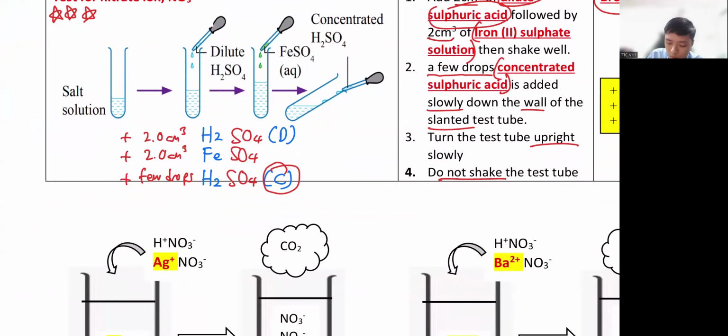Maybe you ask me why I purposely slanted my test tube. The reason is very simple. If you don't slant it, when you add concentrated sulfuric acid, all the acid will go to the bottom. Then my brown ring will be at the bottom, which is very hard to see, and sometimes will not form. So to make sure everything is concentrated in the middle, I make the test tube slanted, so my brown ring also forms in the middle.